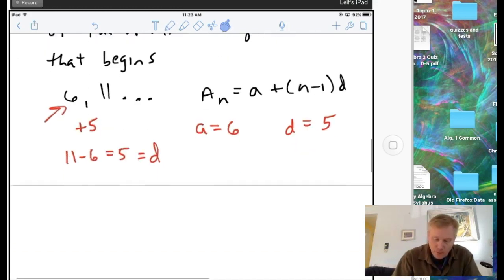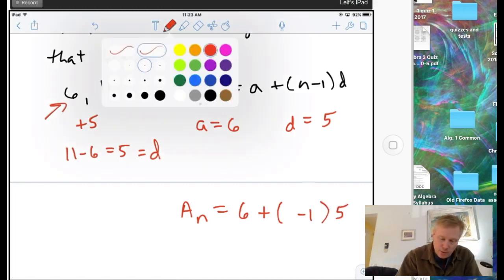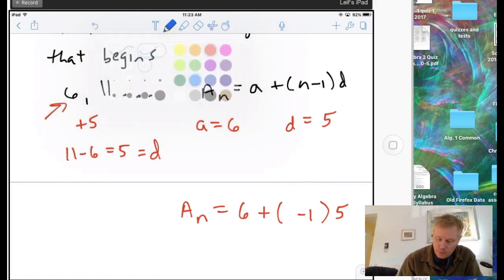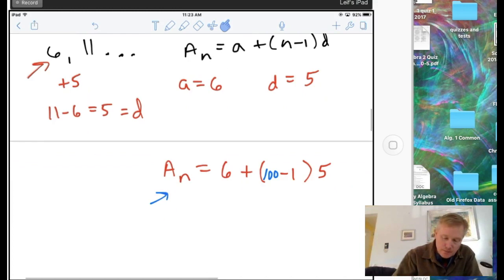So, when I plug these values in, like I said, I want to know what is A of n when I plug in the 6 for A. D we said is 5. Now I want to know what the 100th term is, so I'm going to plug in 100 for n, okay, because that's the number that I'm looking for. And then that will tell me what my answer is, which number in the sequence.